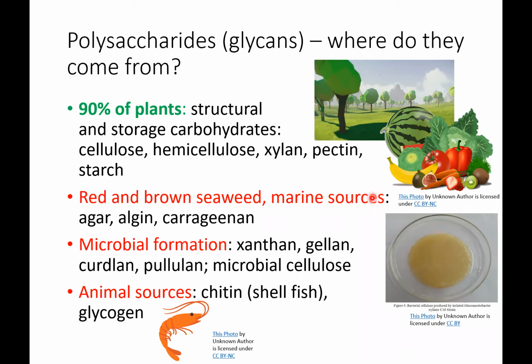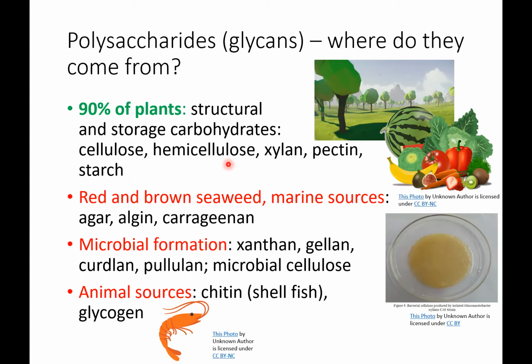So structural would keep a plant upright. For example, cellulose is a structural polysaccharide, and that is in all trees, in all plants, you imagine. And a storage carbohydrate would be starch. That is a way of a plant to store away sugars for bad times, so it can be used later.